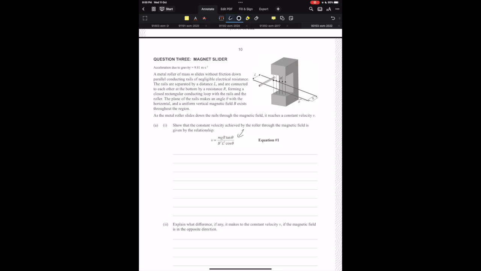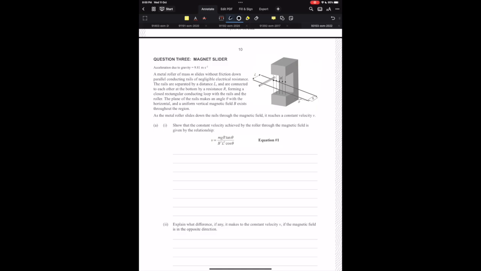Immediately I see mg. mg I associate with weight force, so there is definitely some sort of weight force present in here. And I see B and L, and usually I only see B and L in the equation F equals BIL. So immediately I have two forces: the force due to a magnetic field and a current, and also the weight force.